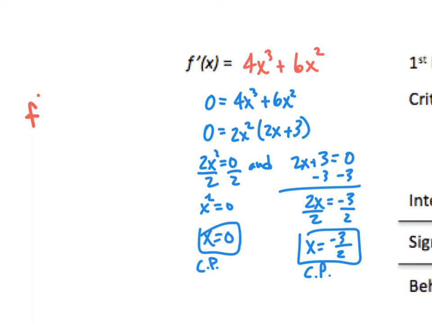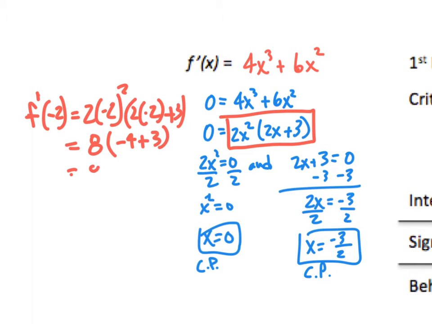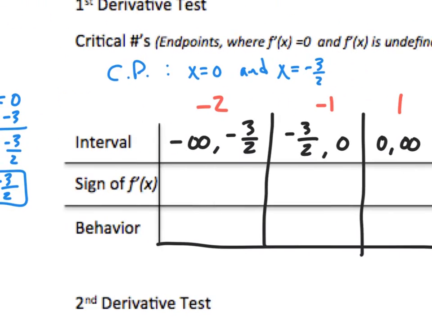f prime of -2. I'm going to plug it into my factored form here. I feel like it's a little bit easier to work with. And so I get 2 times -2 squared, and then I'm going to multiply that by 2 times -2 plus 3. -2 squared gives me 4, so times 2 I get +8. So that's going to be positive, and then 2 times -2 is -4, plus 3, and so I end up with 8 times -1. So that's just going to be negative. So what I know is that on this interval, my derivative is negative. That means that my function is decreasing here.